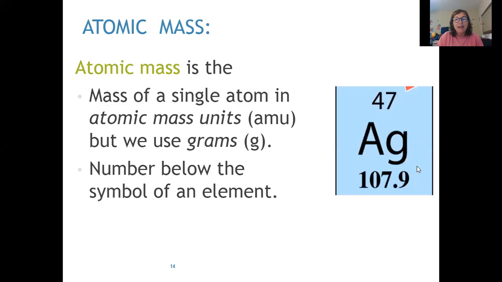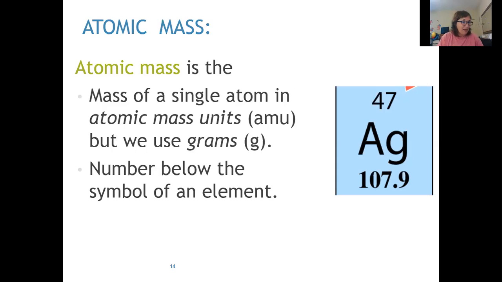So the next thing we need to talk about is something called atomic mass and molar mass. Now, we talked about atomic mass back in chapter, I guess it was 6, maybe we were talking about the periodic table. So atomic mass is the mass of a single atom. Now, typically it's measured in something called AMUs, atomic mass units. But we use grams because we really can't work with atomic mass units. So we use a larger amount of the substance and measure it in grams.